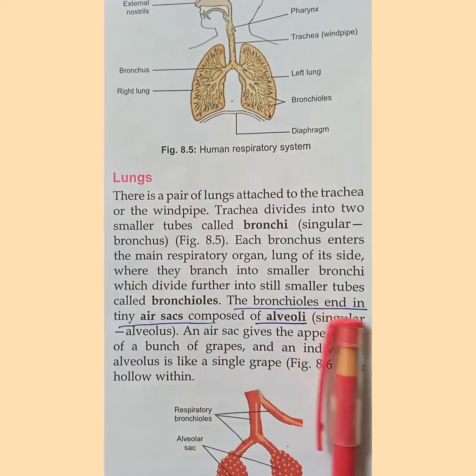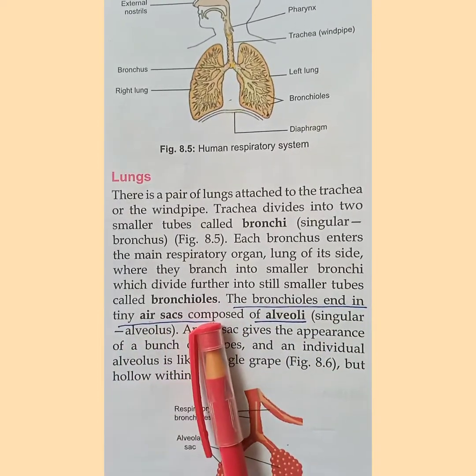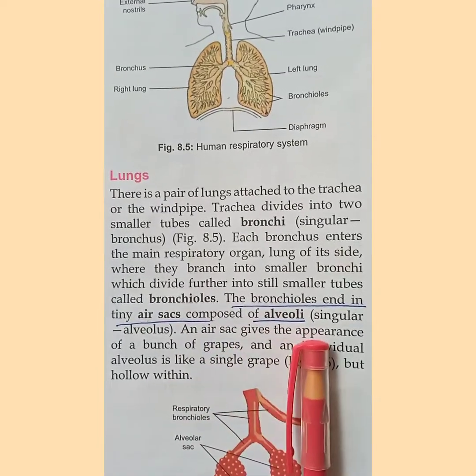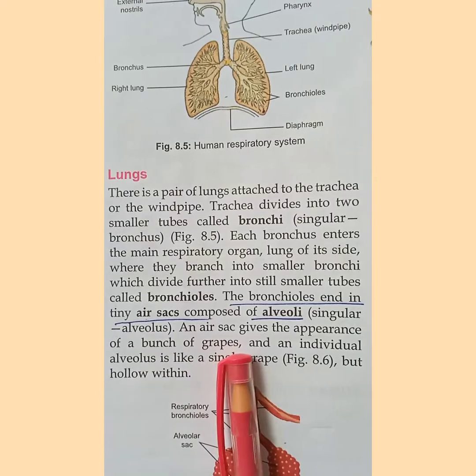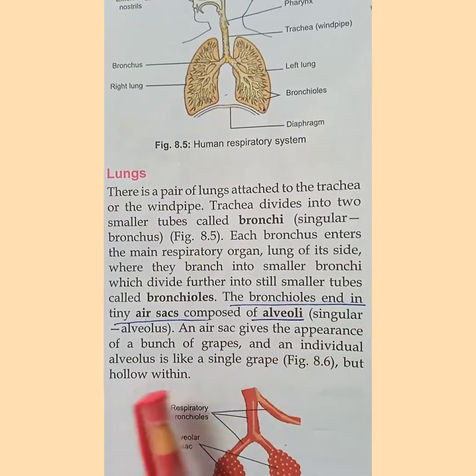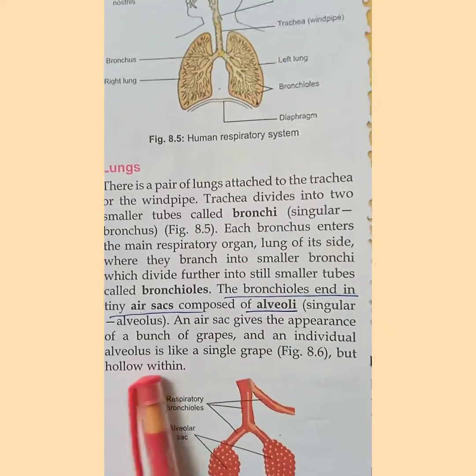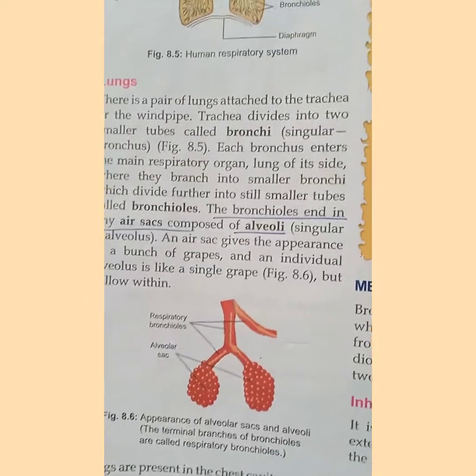The bronchioles end in tiny air spaces composed of alveoli. An air sac gives the appearance of a bunch of grapes, and an individual alveolus is like a single grape but hollow within. This is a picture.